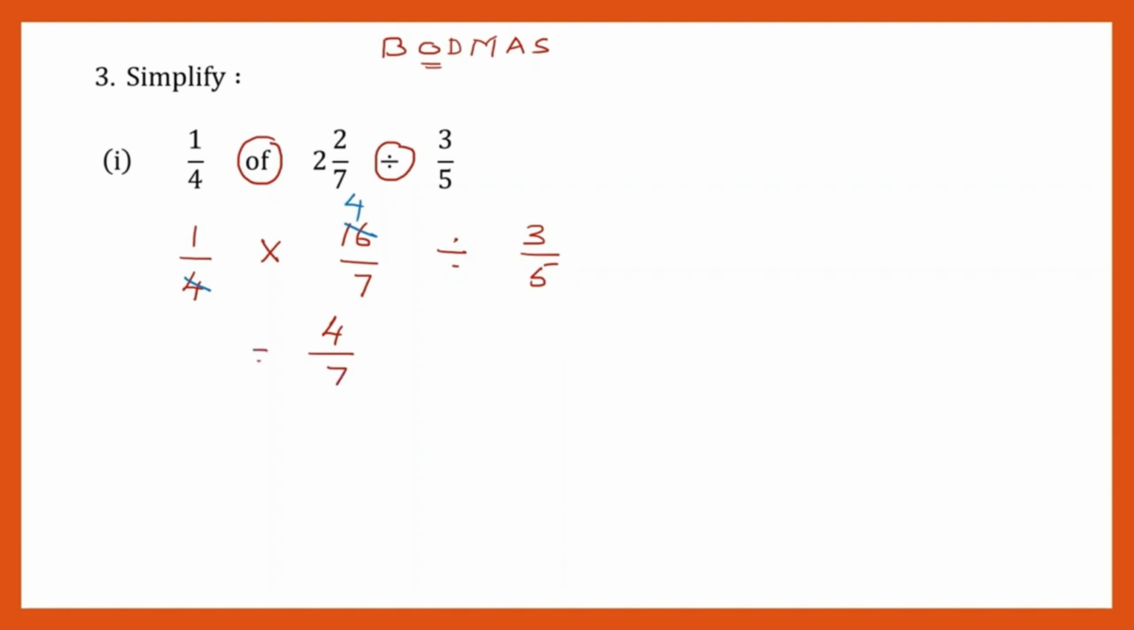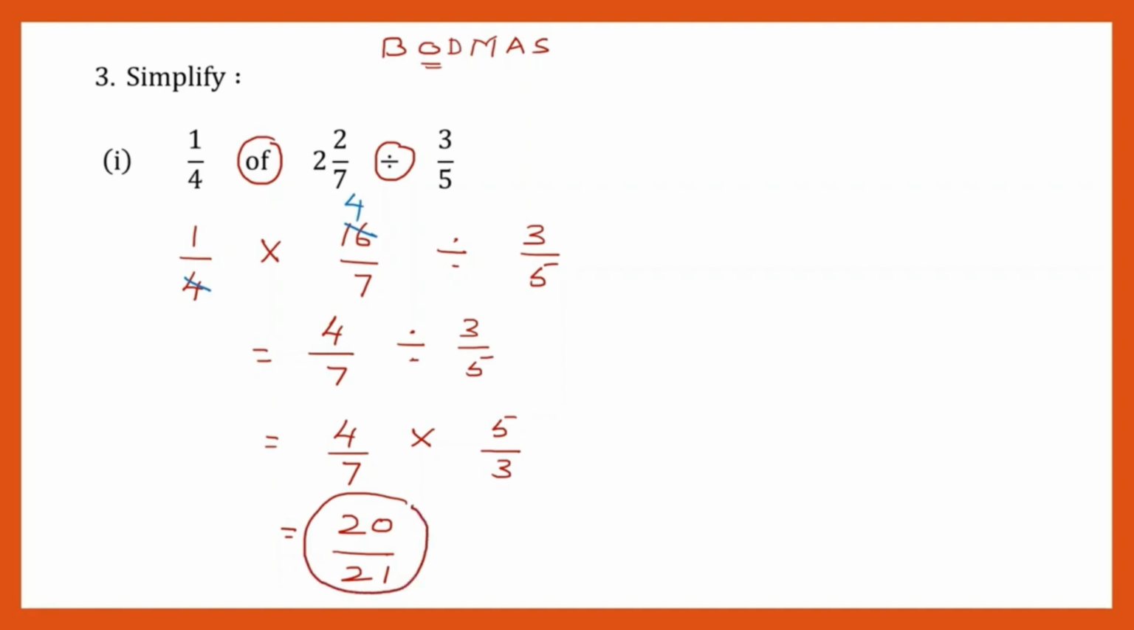Okay. So 4 by 7 divided by 3 by 5. We know how to work out division. So we write the first fraction as it is. Change the division sign to multiplication. Write the reciprocal of the second fraction. 3 by 5 is now 5 by 3. Let's multiply the numerators and the denominators. 4 5s are 20. 7 3s are 21. So this is my final answer. 20 by 21.